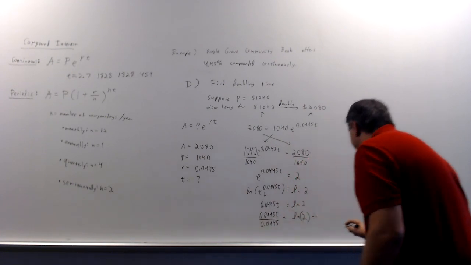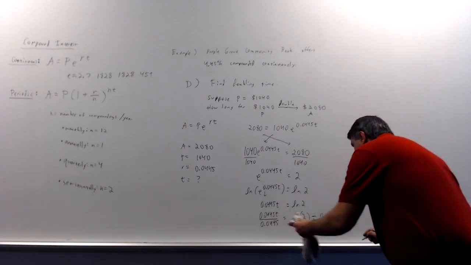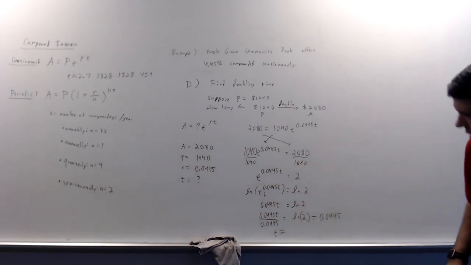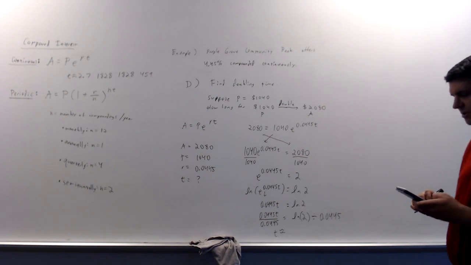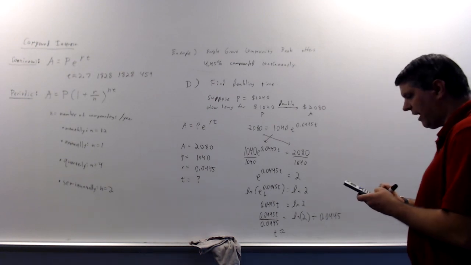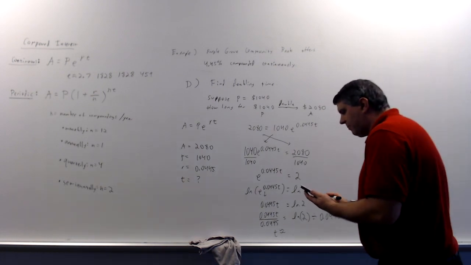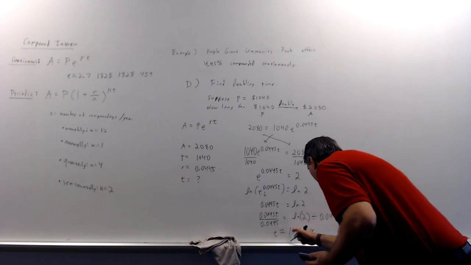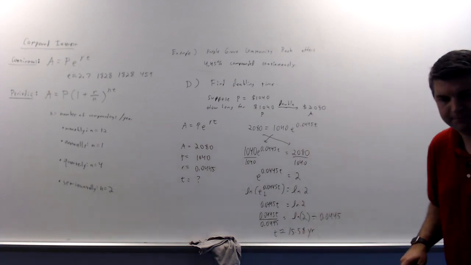Might want to put that in parentheses to be on the safe side. And t is approximately, so natural log of 2, hit enter or equal, I'm looking at 0.6931471 blah, blah, blah. Okay, and divide off the 0.0445. Okay, I'm looking at approximately 15.58 years.